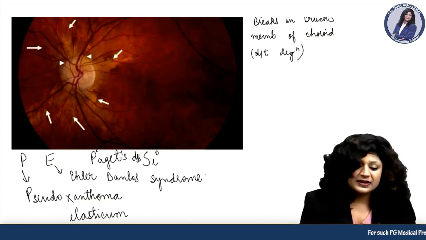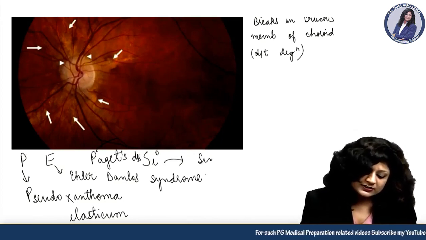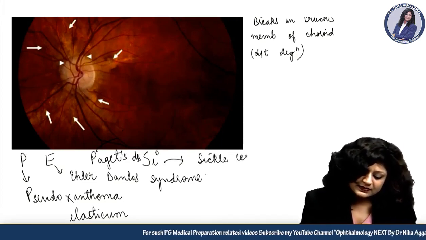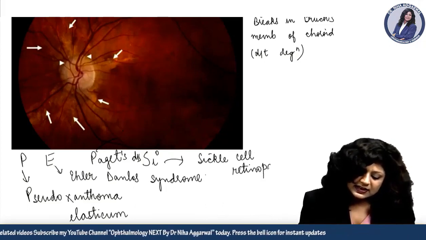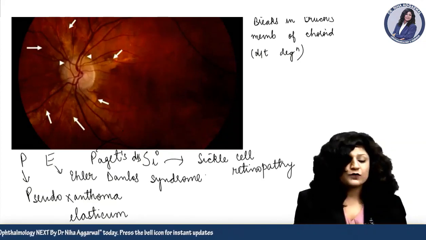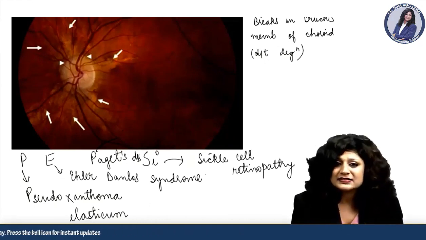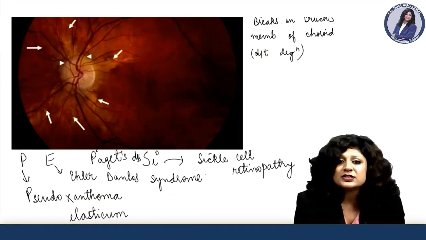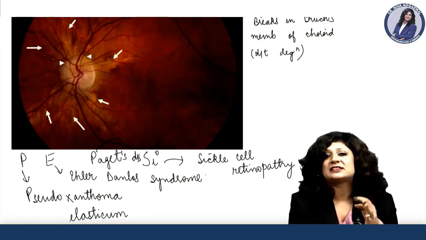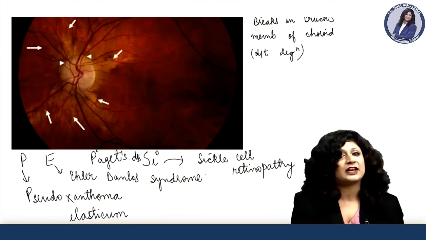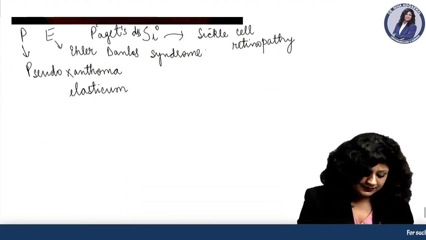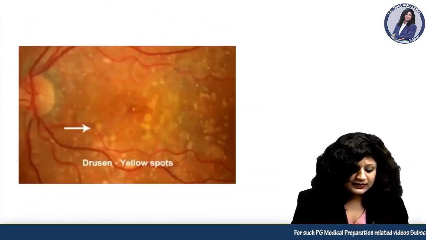And finally we have SI. This is your sickle cell retinopathy. So we have pseudoxanthoma elasticum, Ehlers-Danlos syndrome, Paget's disease, and sickle cell retinopathy. Again, a very important question as far as the visual is concerned, as well as the DD is concerned. Okay. Now coming to the next one.